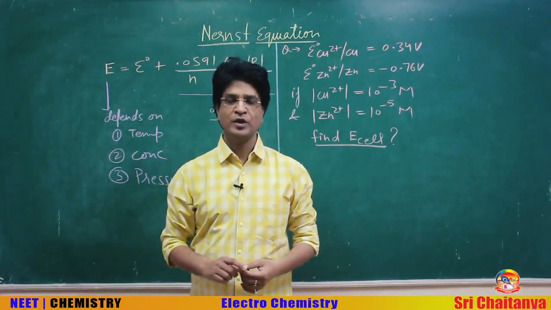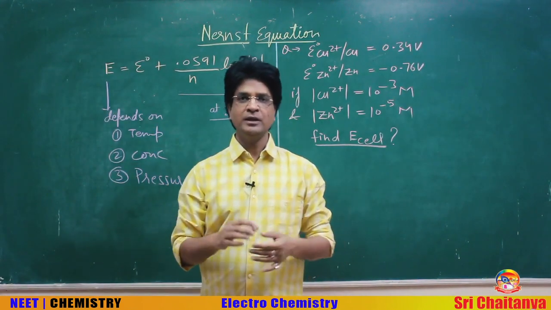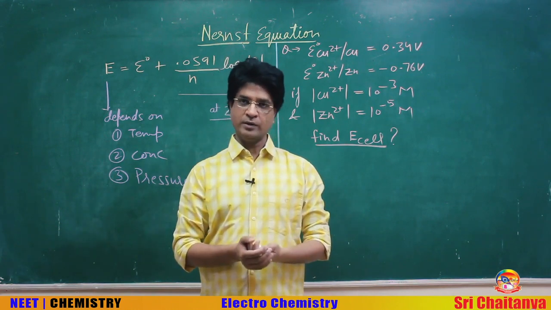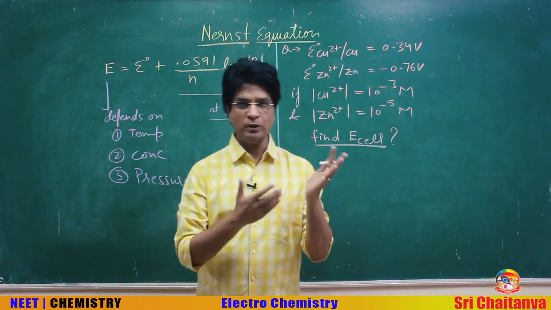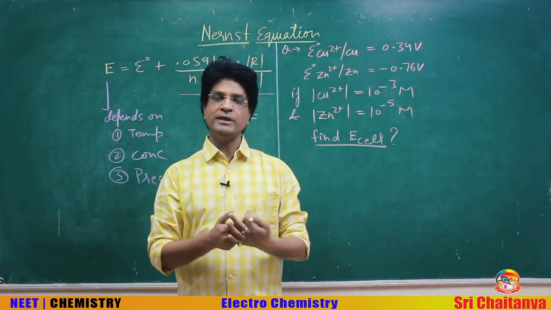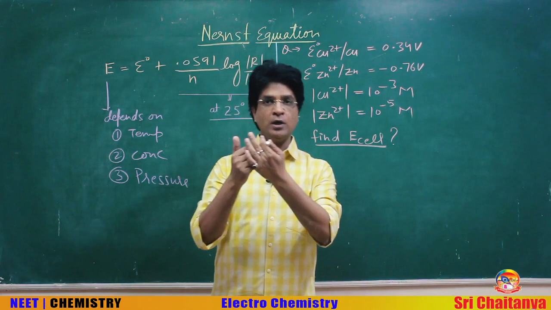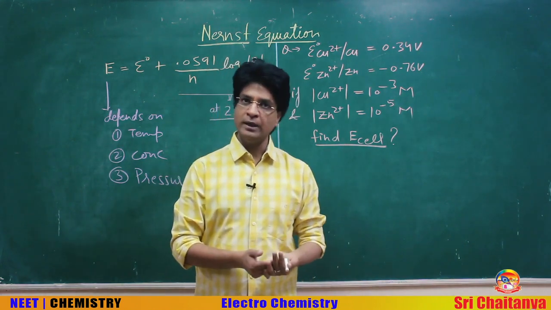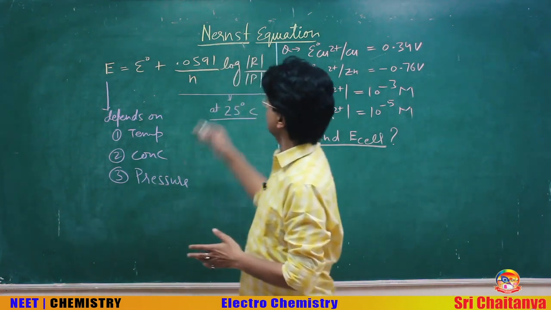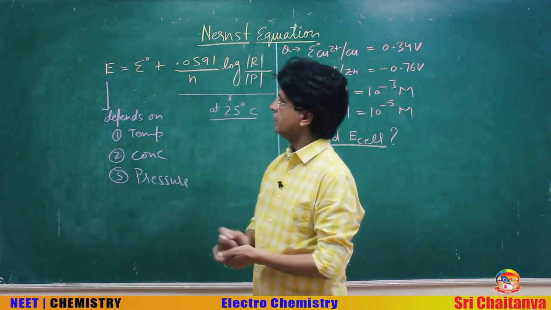Is it clear? So students, let us learn how you will calculate cell potential if the conditions are not standard. When the conditions are standard, we call them SRP or SOP. At non-standard conditions, that means when temperature is not 25 degrees Celsius, concentration is not 1 molar and pressure is also not 1 atm if we are using gases, in that case we have to use the Nernst equation.